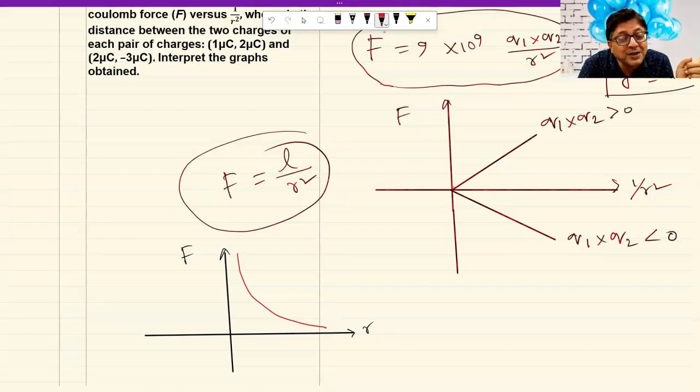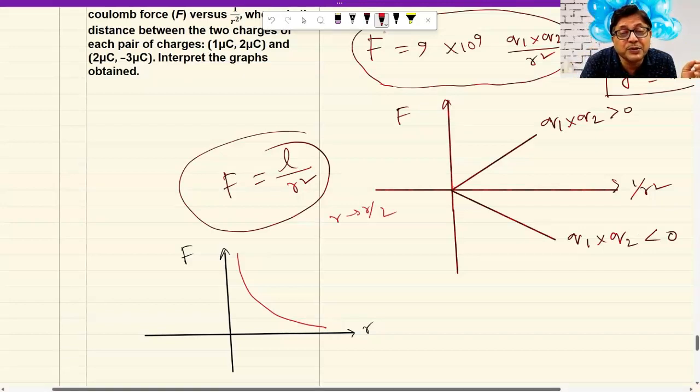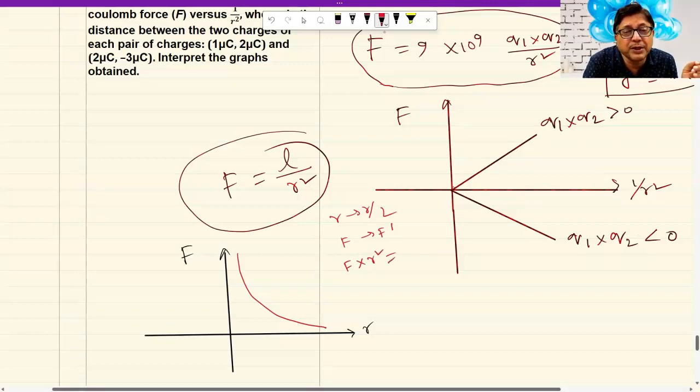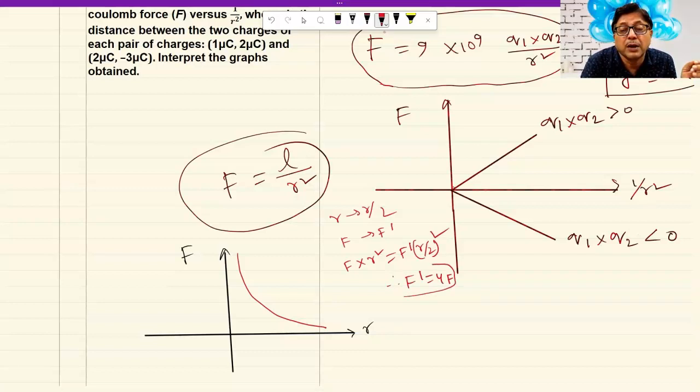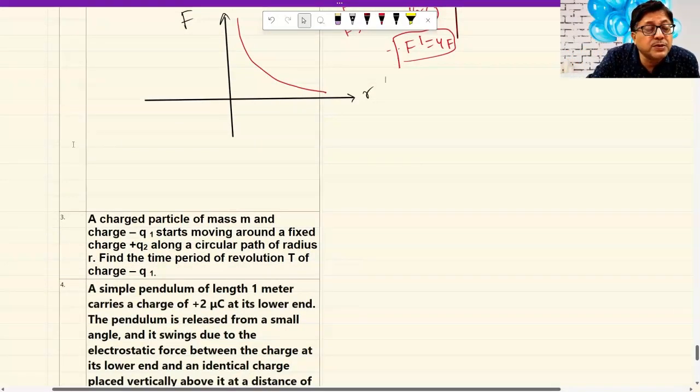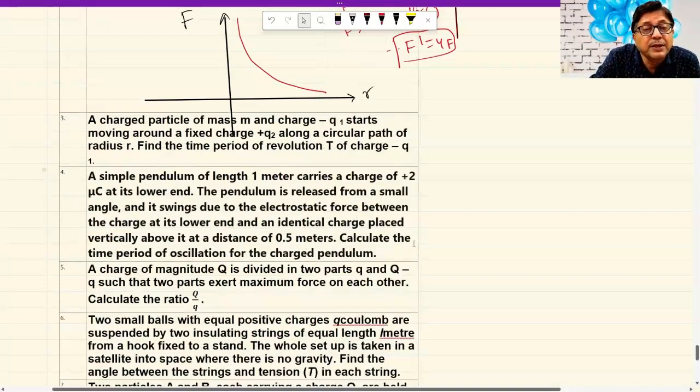How does it fall? Suppose distance r becomes r by 2. Then force F becomes F dashed. Then F into r square equals constant, so F into r square equals F dashed into r by 2 whole square. So F dashed becomes 4 times F if the distance between them is halved. But we are discussing problems on Coulomb's law now. Let us find this one.